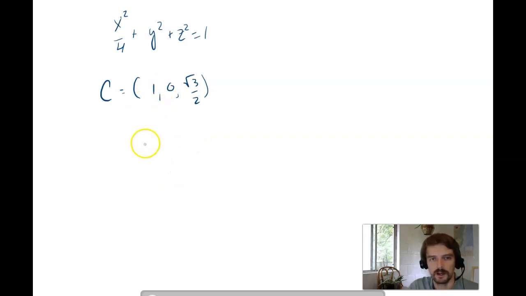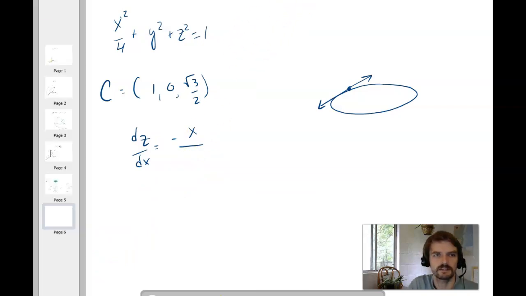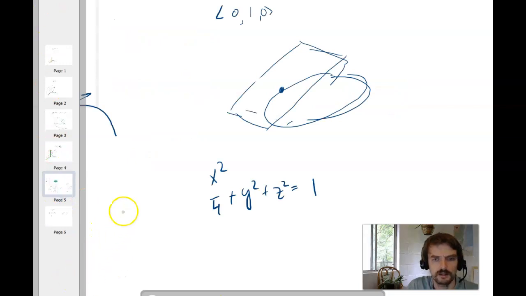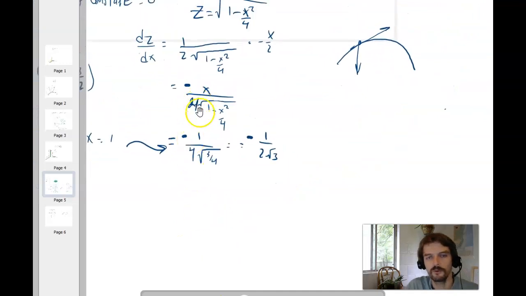We saw in our time together that if I were to graph it this way and wanted to find the slope when y is held constant, I ended up getting dz/dx equal to, I believe, negative x over, actually I have it on the last page. We can just go look over there real fast. It was negative x over, here we go, 4 root 1 minus x squared over 4.